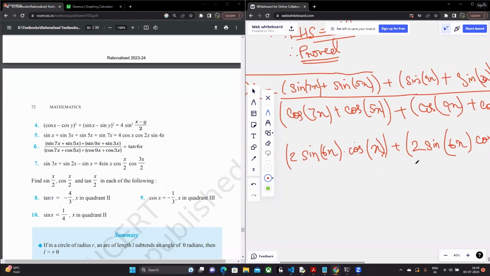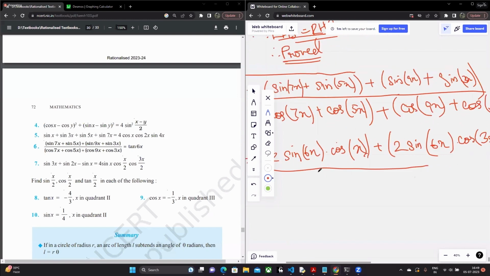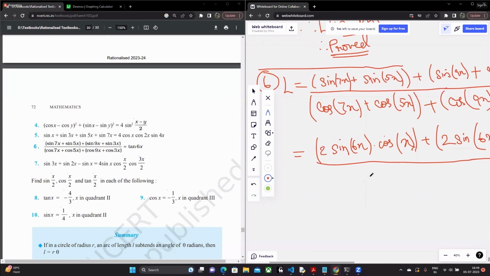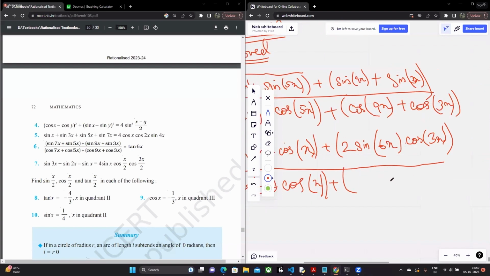All divided by, this is cos A plus cos B, so you'll be left with 2 cos of 6x into cos of (A minus B) by 2, that is 2x. So you'll have a cos x term over here. Plus this is again 9x plus 3x, so you'll have 2 cos of 6x because 9 plus 3 is 12, 5 plus 7 is 12, and 12 by 2 is 6, into cos of 9 minus 3, so that's 6, 6 by 2 is 3x.